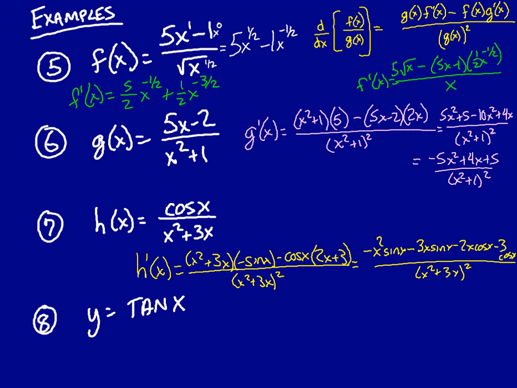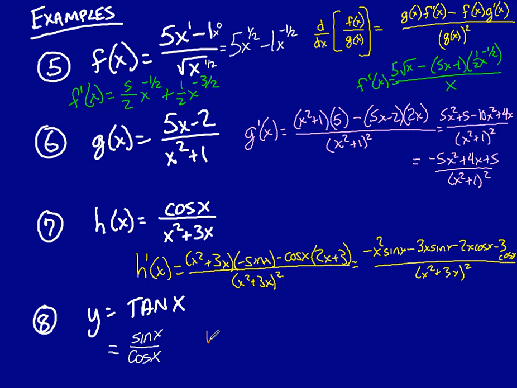All right, now this last one doesn't look like quotient rule here. However, maybe you remember back from your trig days, tangent is the same as saying sine divided by cosine. So knowing that, let's see if maybe we can use a little quotient rule here.